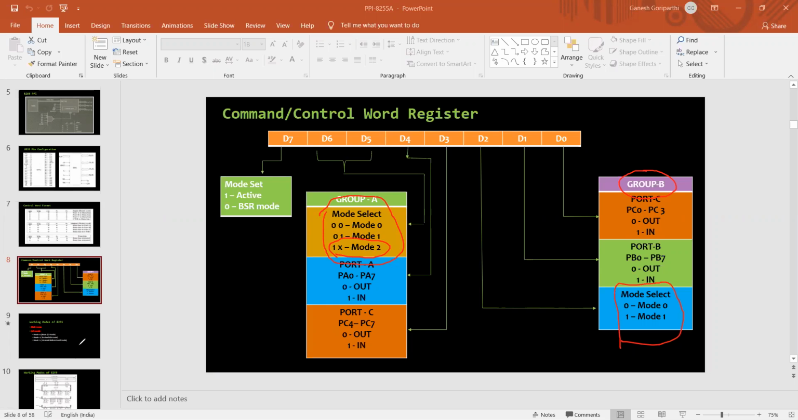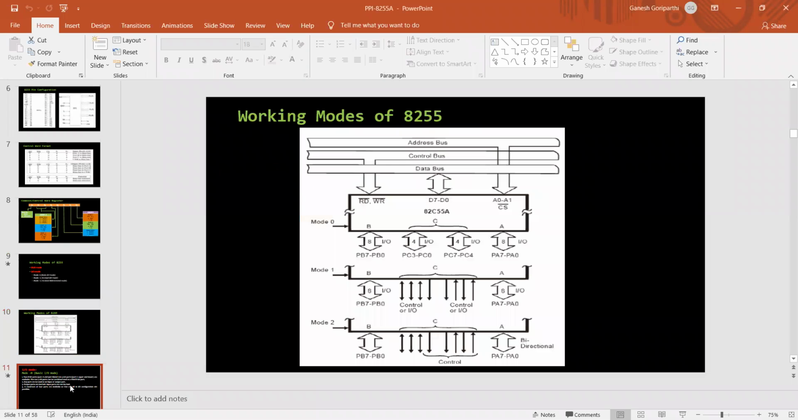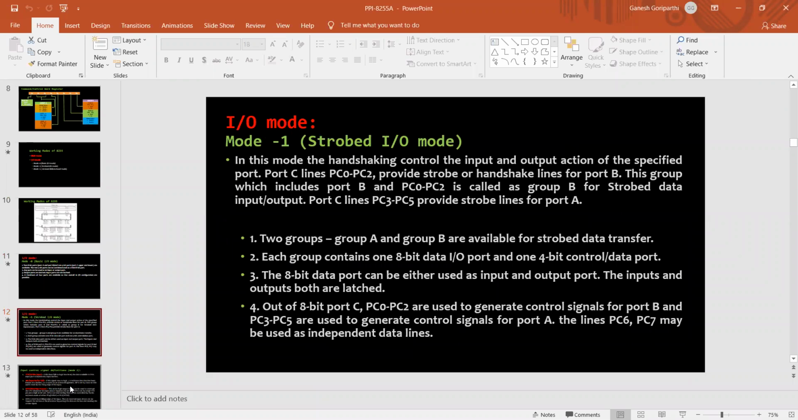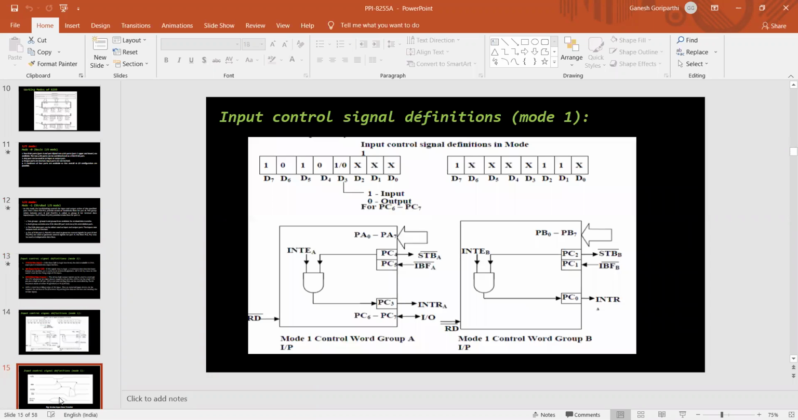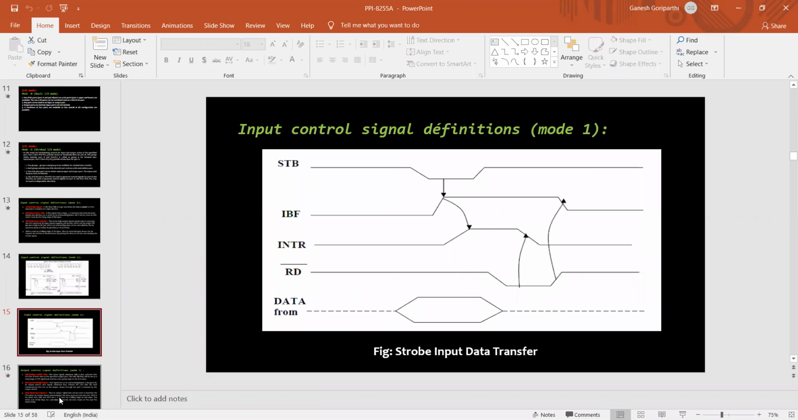These operating modes in detail, we'll see in the next class, because if we start now, it cannot be completed. So these are all the different operating modes. You have to understand them very clearly. We will see this in tomorrow's class.